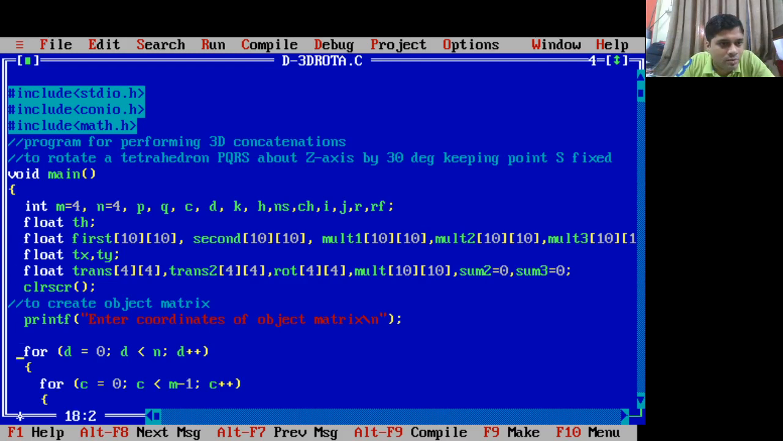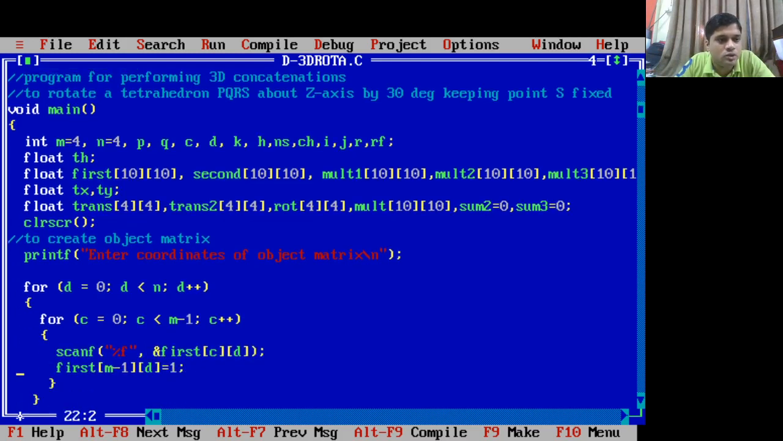So first I am asking the user to put in the values. Enter coordinates of the object matrix. And the user is going to enter the coordinates in xyz, xyz, xyz, xyz manner. For this purpose, I am writing the scanf statement in such a way that in that matrix, the column will be incremented every time, and once all the columns are incremented, then the row will be incremented.